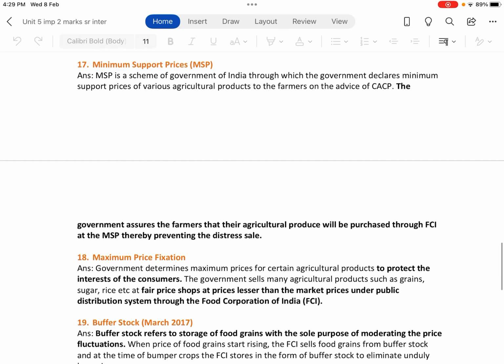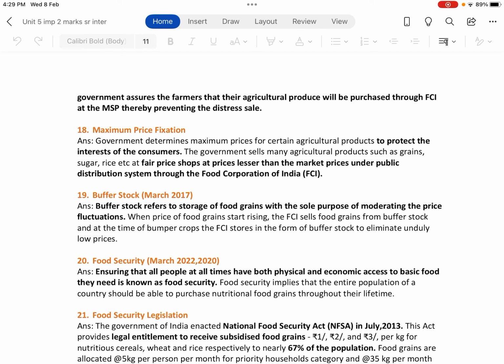Some of the essential commodities are sold through the fair price shops, also called ration shops. We all know that in the ration shops, the prices of the essential commodities are lower than what they are sold for in the open market. So in order to protect the interest of the consumer, the government puts a ceiling on the maximum price for all those essential commodities that are sold through the fair price shops. So that is what maximum price fixation is.